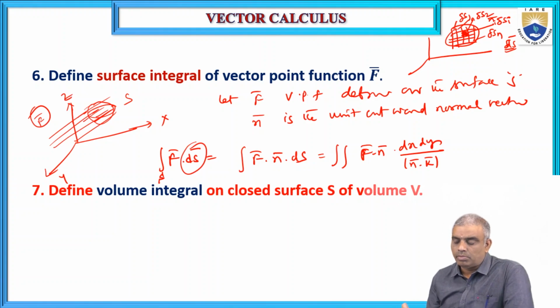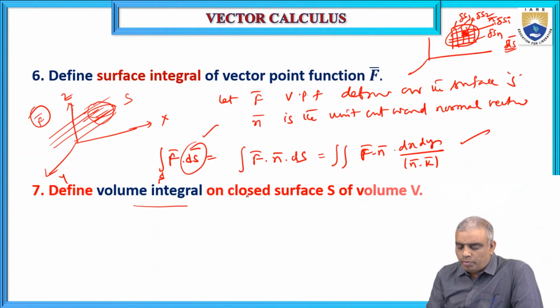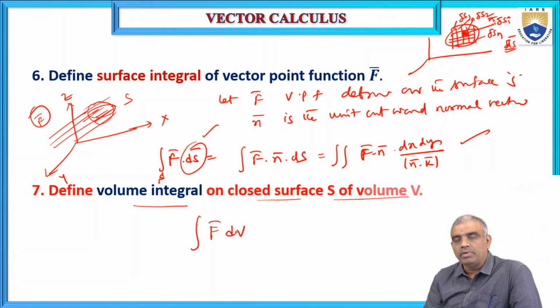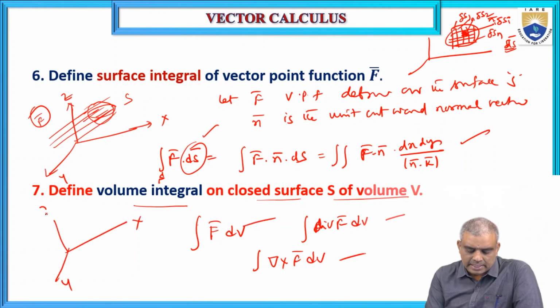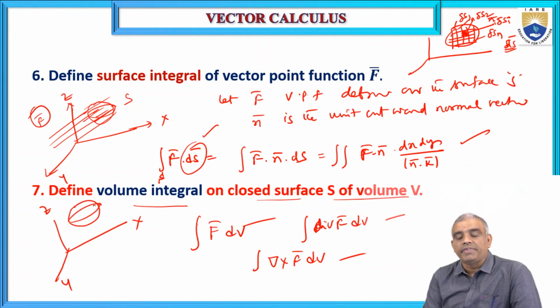I am just giving the definition, not going in depth, because it is only the definition. So this is the surface integral, the integral of f bar dot ds bar. Similarly, define a volume integral on a closed surface S. This is the integral of f bar dv. F bar is the given vector point function, so the volume integrals can be the integral of f bar dv, or the integral of div f bar dv, or the integral of del cross f bar dv. Similarly, with the x-axis, y-axis, z-axis, consider a surface bounded by the volume V, with the origin at 0, 0, 0.